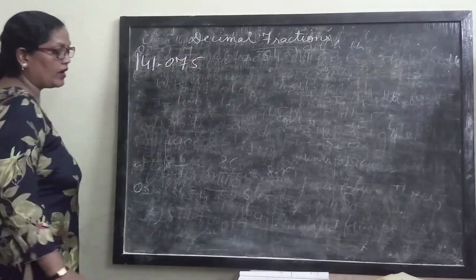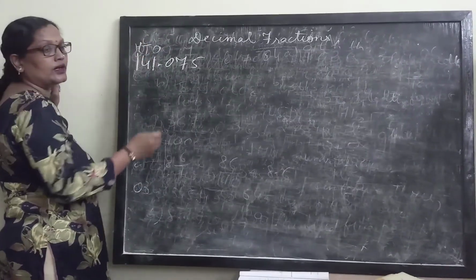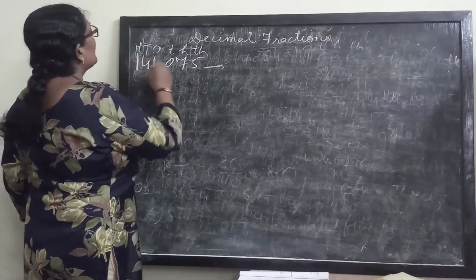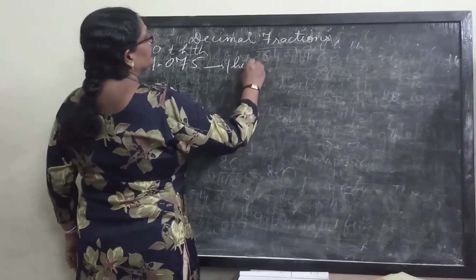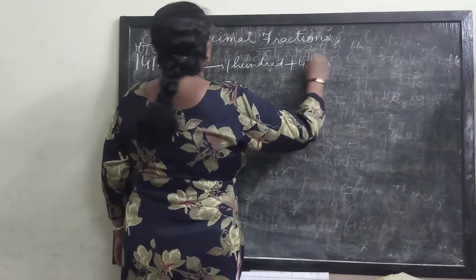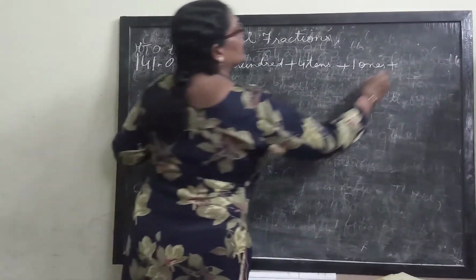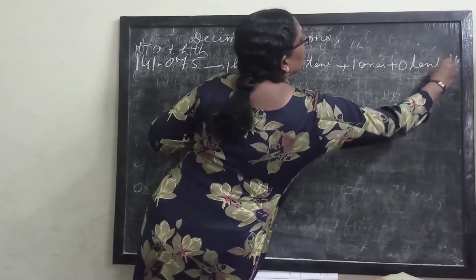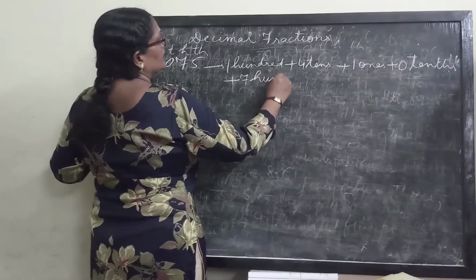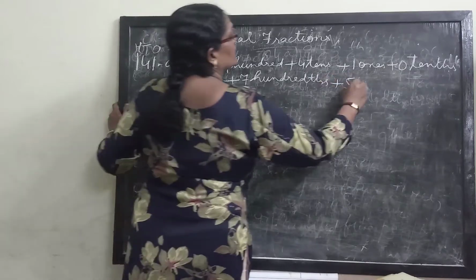See it, 141.075. First of all, you have to make the place value chart. Ones, tens, hundreds. Here it will be 10, 100, 1000. It will become 100 plus 4 tens plus 1 ones plus 0 tenth. Here you have to write the place value of 0, plus 7 over 100, plus 5 over 1000.